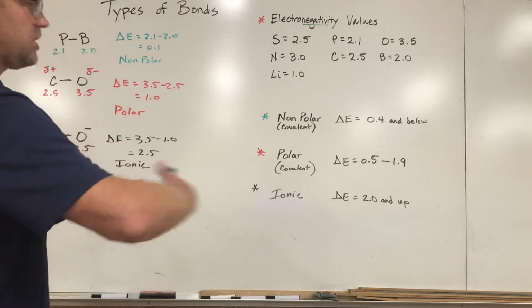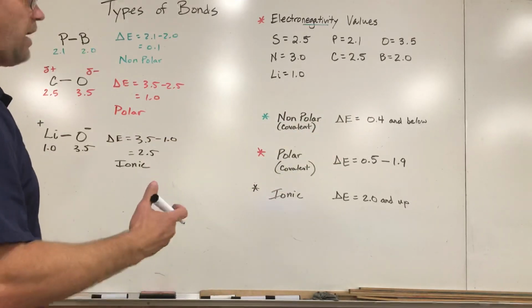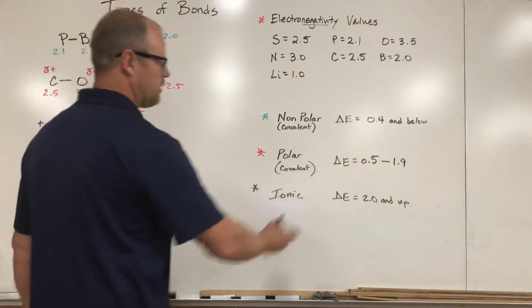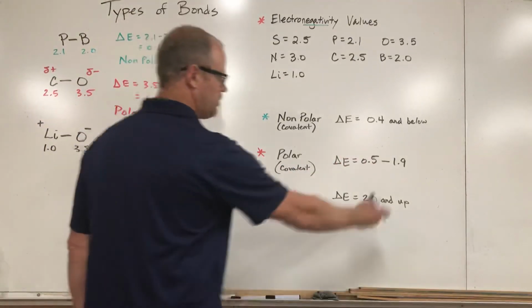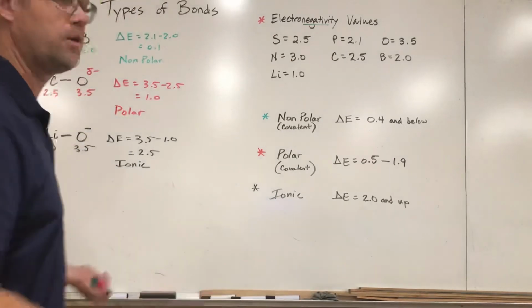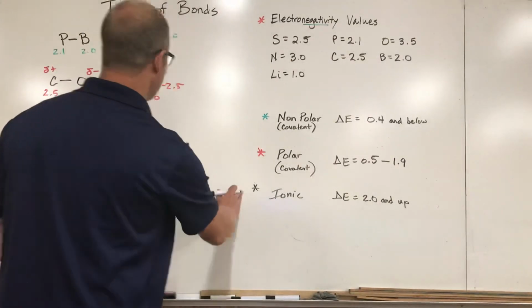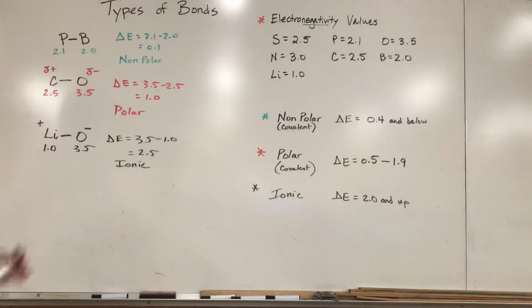But it's all like a big continuum where it's all how much more polar is something than something else. Okay, so something with a difference of 0.5 is barely polar, and something with a difference of 1.9 is really polar. So everything is compared to something else. These are just some general breakdowns you can use to kind of give a good target to figure out what sort of bond will probably happen.